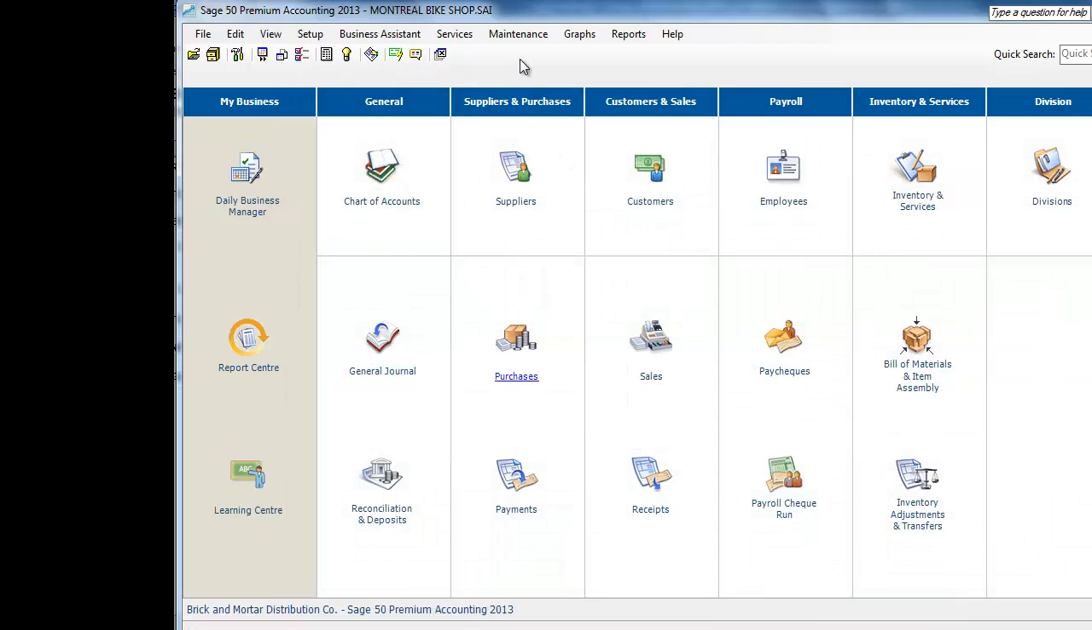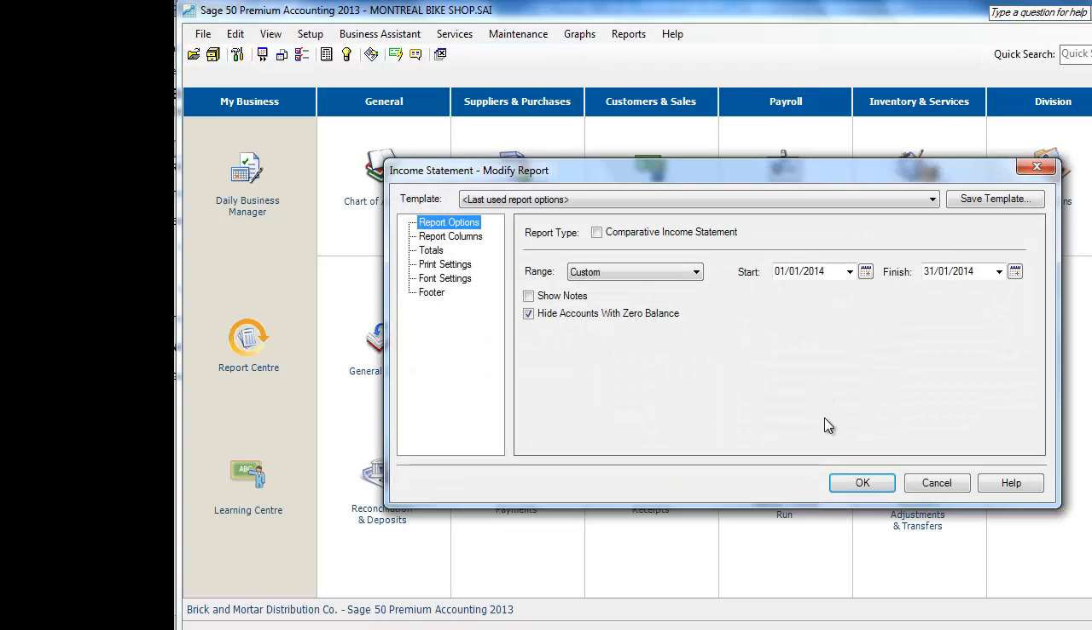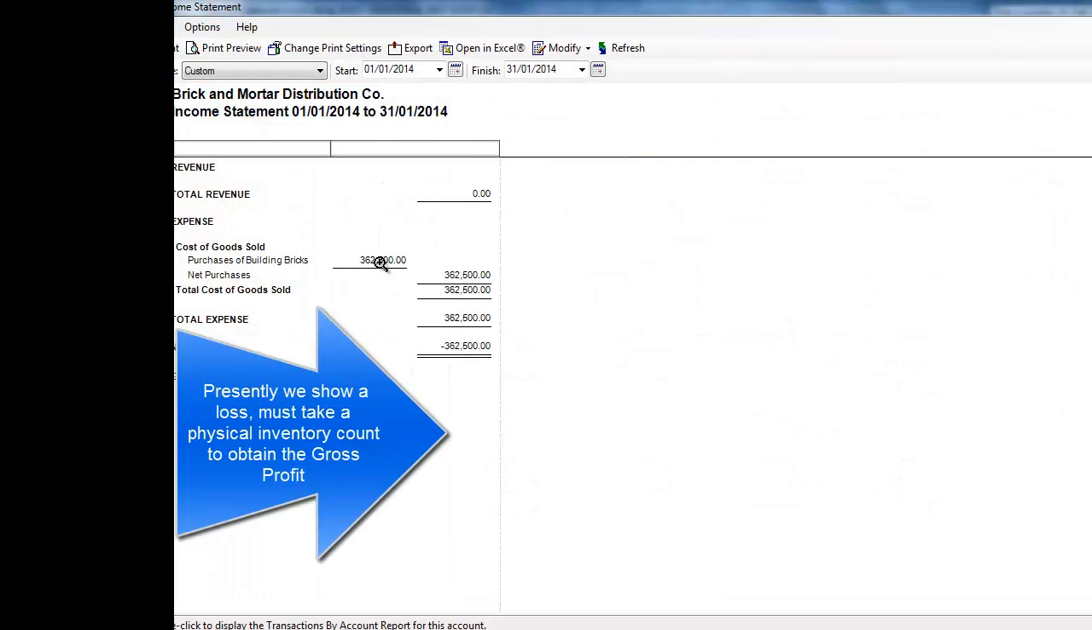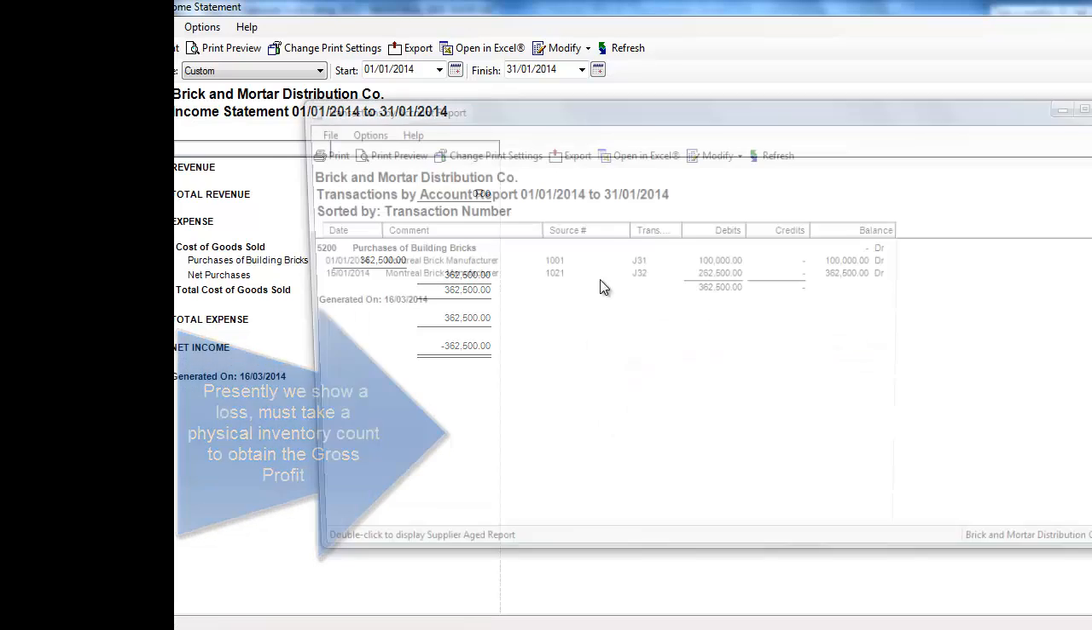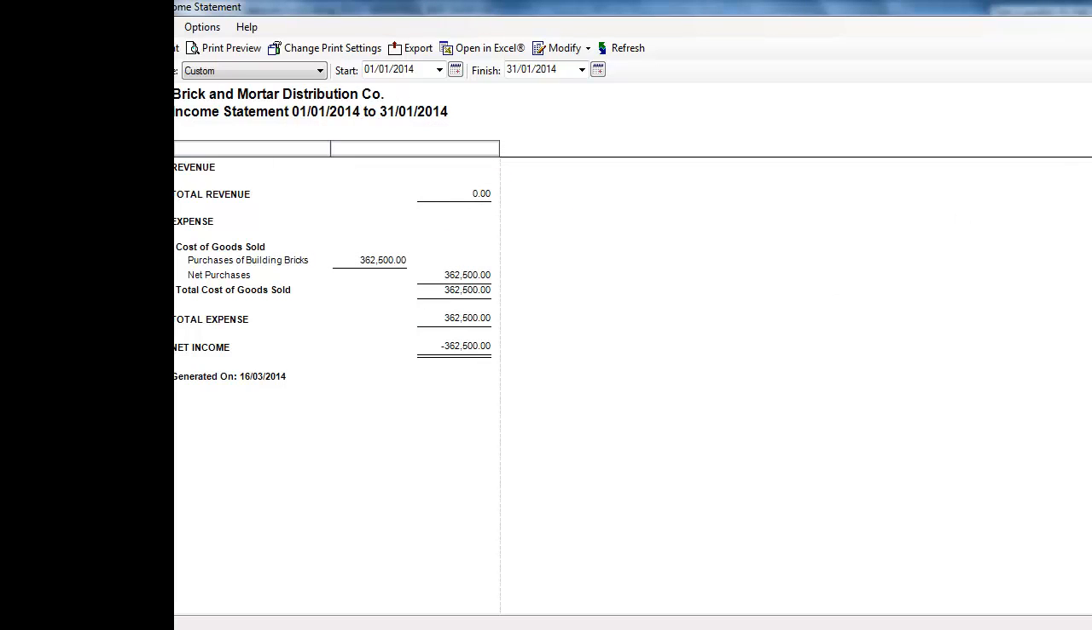The moment we do this, let us demonstrate what is the effect on my income statement. Remember, we have not made a sale yet. Therefore, no sales. And I've accumulated now total purchases of $362,500. If I go to the general ledger, you see a debit balance of $362,500. This is basically an expense, but in order to calculate our gross profit, we must take a physical inventory count, and this is what the periodic system is all about, and we'll demonstrate this going forward.